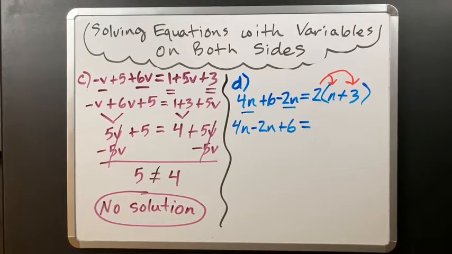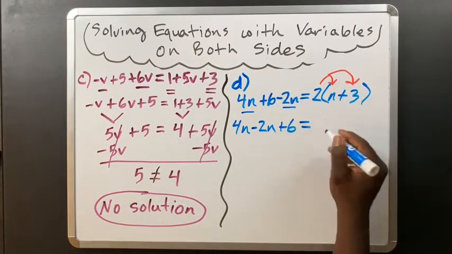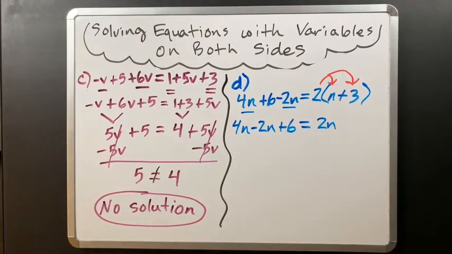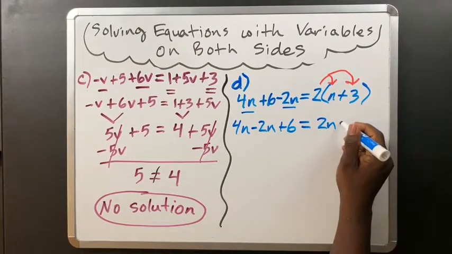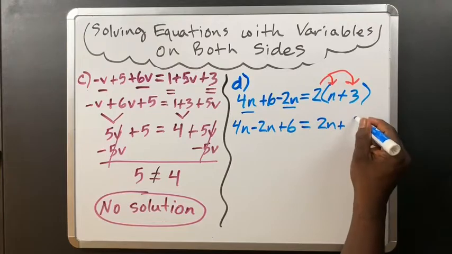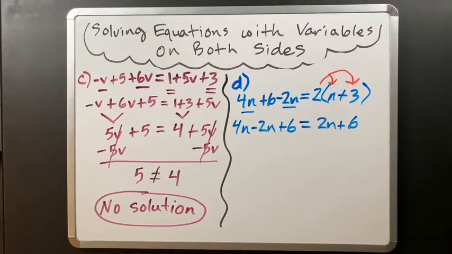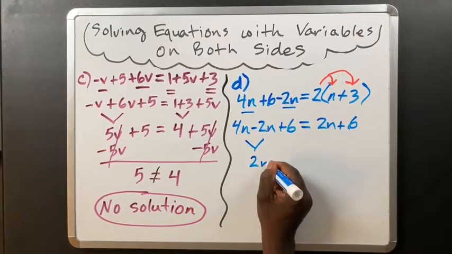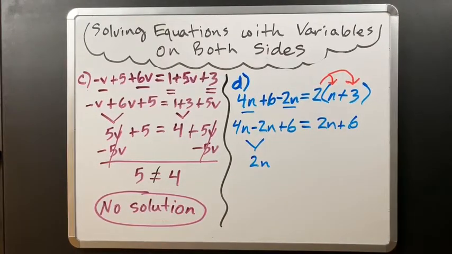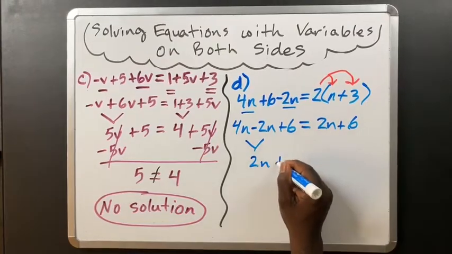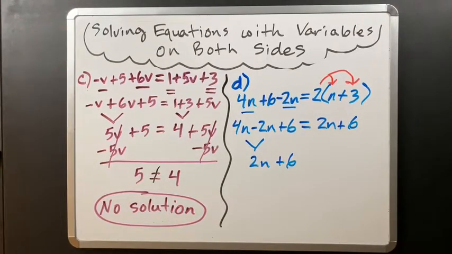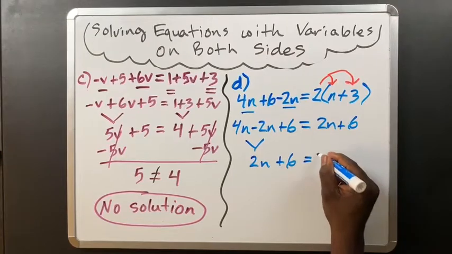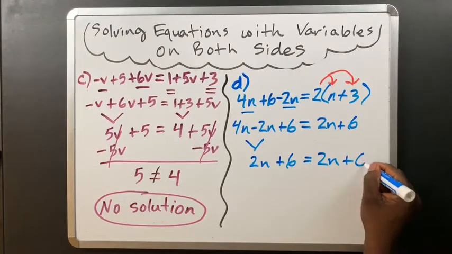And then we're going to use the distributive property. 2 times n gives us 2 times n. And then plus, bring down the plus sign, 2 times 3 gives us 6. Okay, so we're looking pretty good here. Now, let's go ahead and combine these like terms. 4 times n minus 2 times n, that's 2 times n. 4 minus 2 is 2. Bring down the n. Plus 6. Bring down the equal sign. 2 times n plus 6.